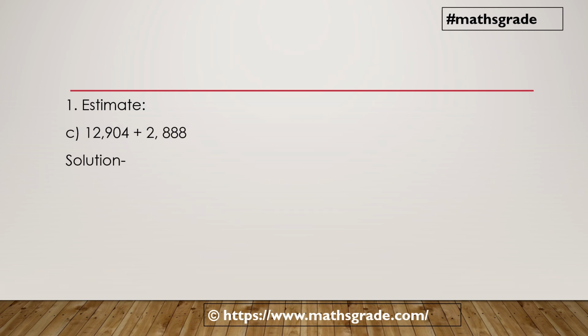Now question number 1, bit C. Estimate 12,904 plus 2,888. First we round off 12,904 to the nearest 1,000.